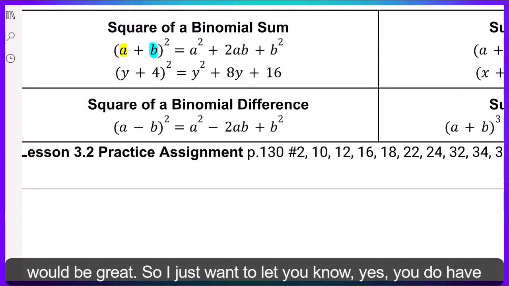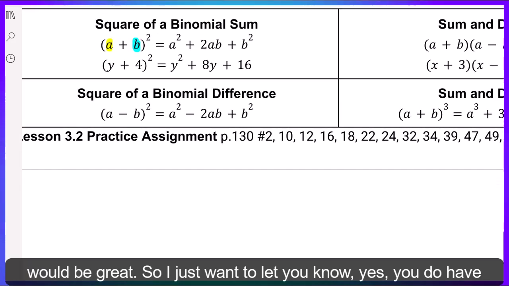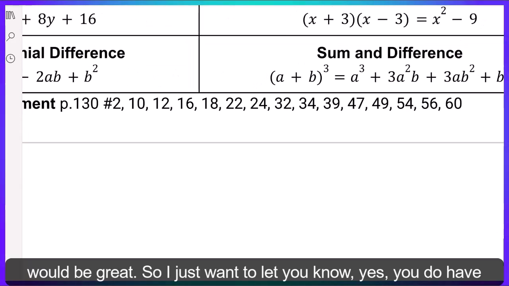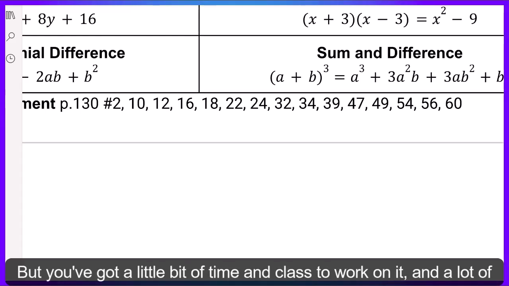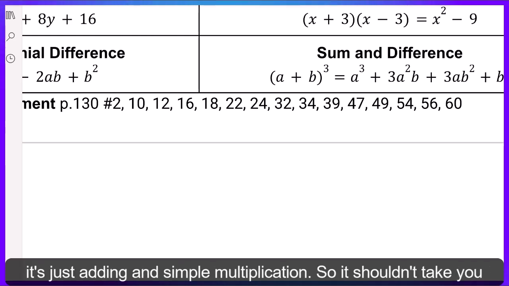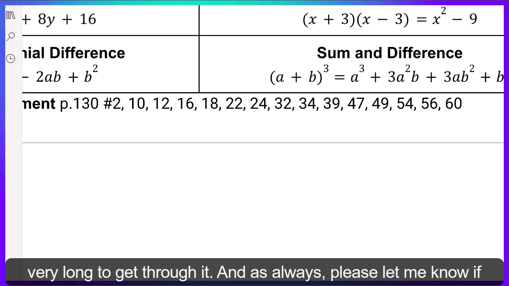That would be great. So I just want to let you know, yes, you do have lots of practice problems here, but you've got a little bit of time in class to work on it, and a lot of it's just adding and simple multiplication. So it shouldn't take you very long to get through it.